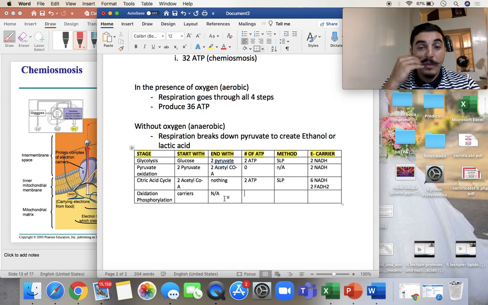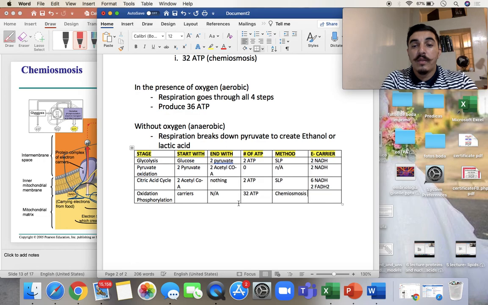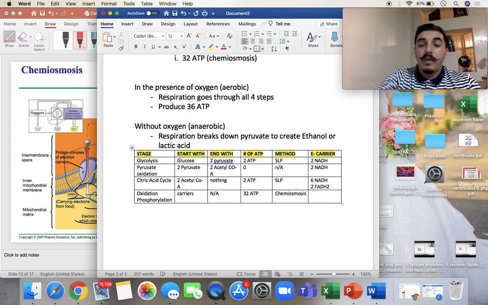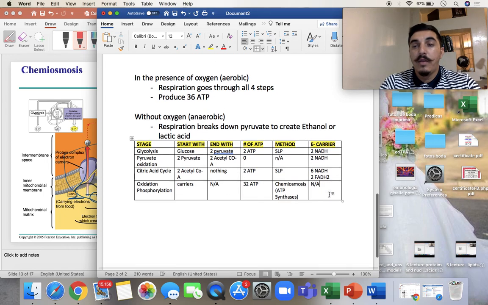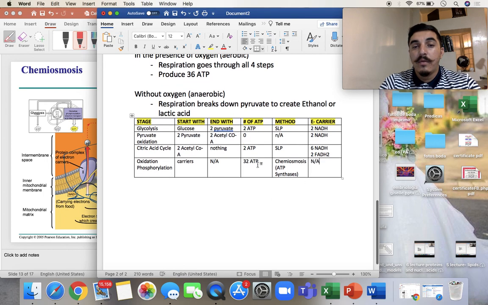Number of ATPs. Here's a good one, 32 ATPs. The method is where it changes: chemiosmosis, through ATP synthase. And no carriers as well. We're done here. So we made all those energy molecules. In total, we got 36 ATPs.